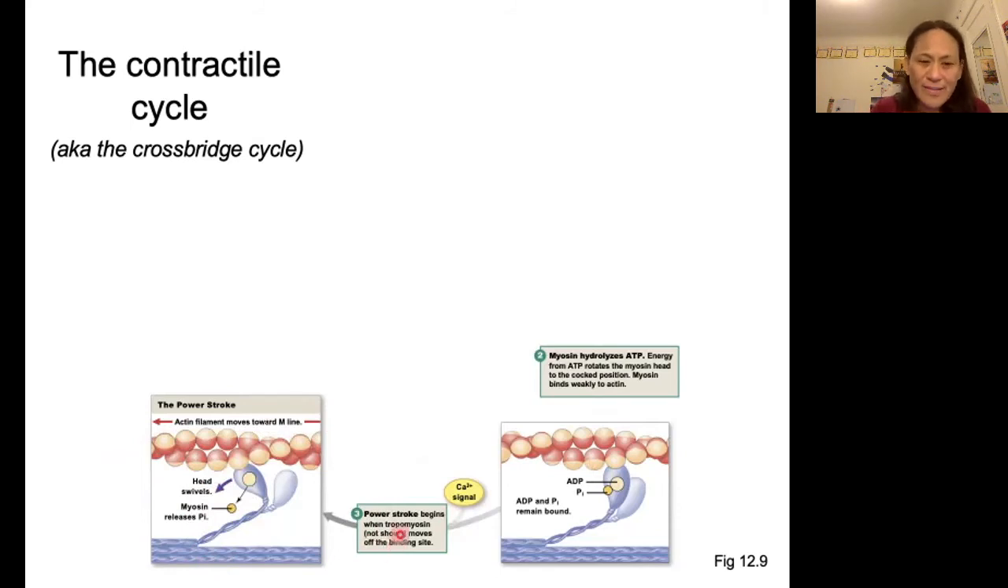Oh, I guess I didn't really mention this. So that movement of the myosin head, where it moves and it moves the actin along with it, is called the power stroke.